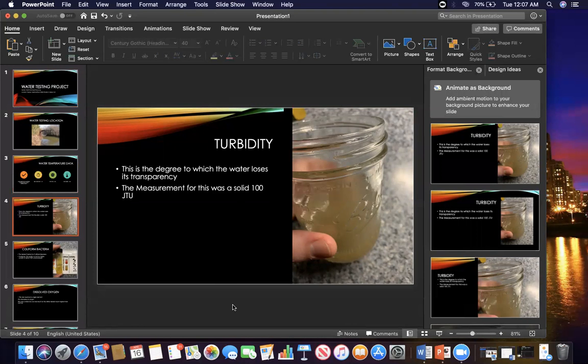Now, the turbidity here is obviously very high. It tested at 100 JTU, which is essentially as high as it can go for this test. That is due to the fact that most of this was taken from the very bottom of that stream. So the transparency is next to none, which doesn't really affect drinking water one way or another. You can always filter out those sediments if needed.